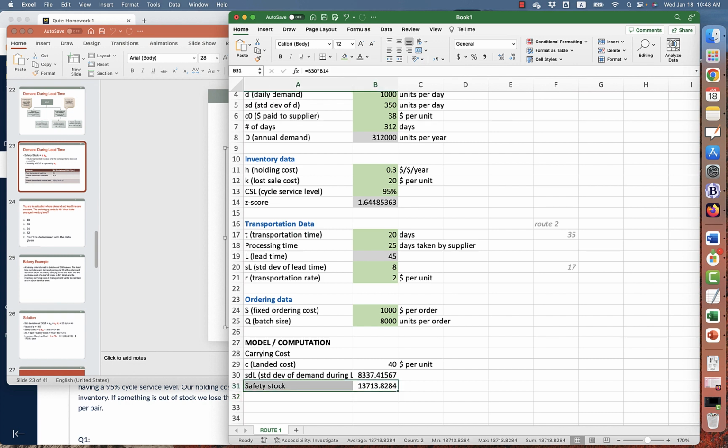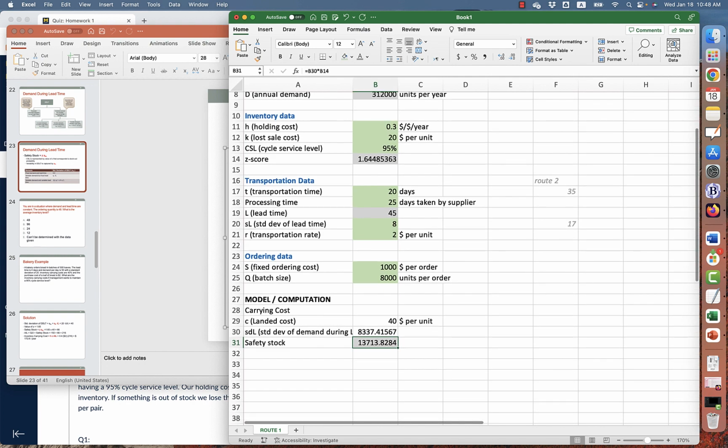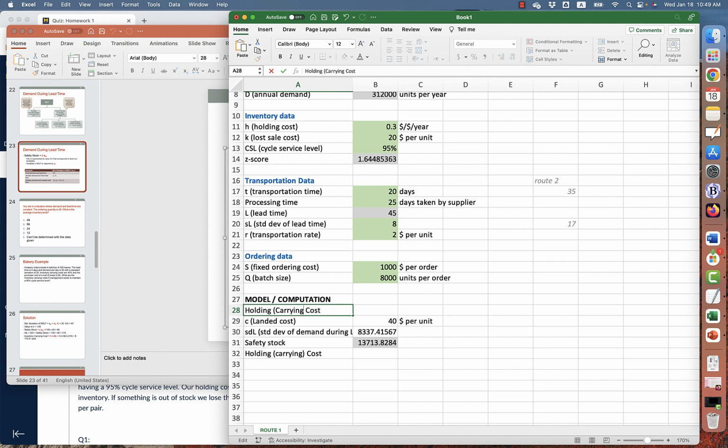So to me, this is an important intermediate calculation. And so I'm just going to color it to point my attention that this number is important, for me at least. Now I can easily calculate holding, also called carrying cost. Carrying cost, holding cost, they're synonyms. They mean the same thing. Carrying is like you're carrying the inventory. Holding is you're holding the inventory. Both mean the same thing.